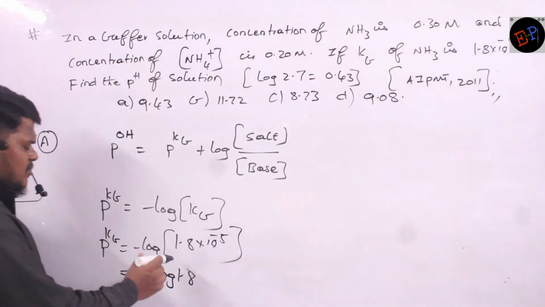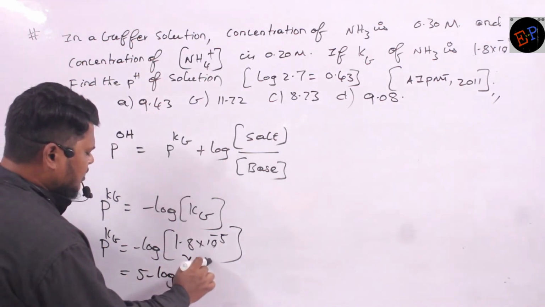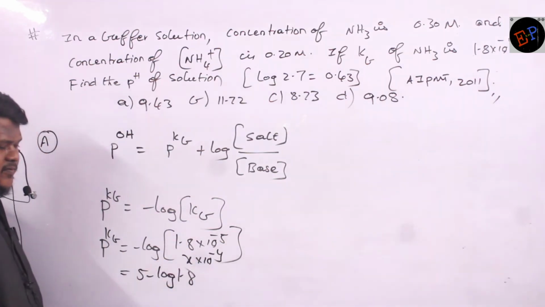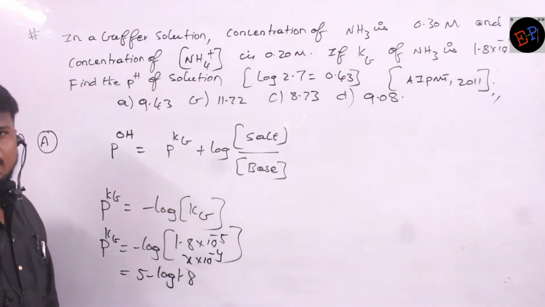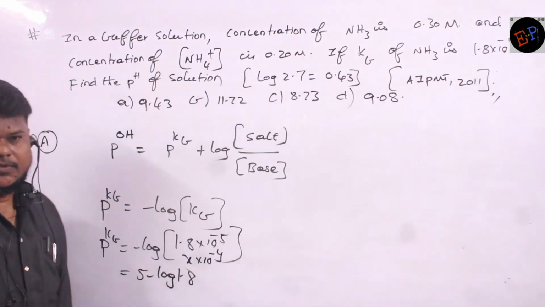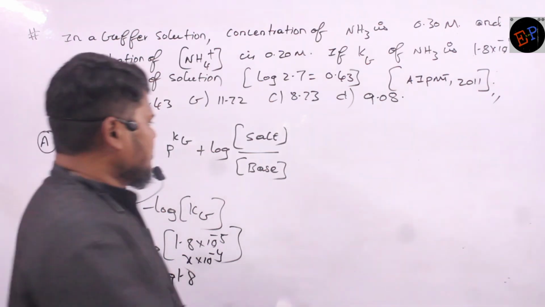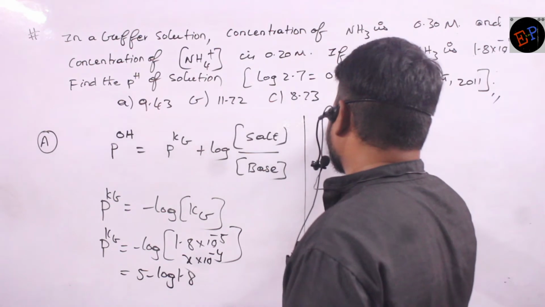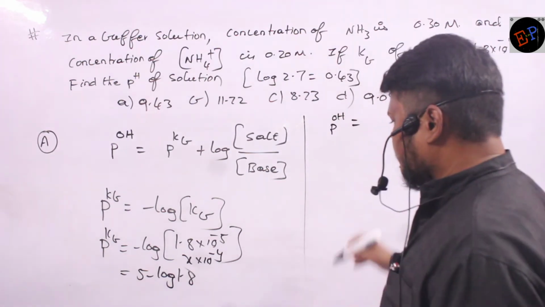If it is of the form of x into 10 power minus y, then this value can be written like this: 5 minus log 1.8. Or you can write y minus log x. This is how you have to write. So now do the calculation. pOH is equal to pKb. The pKb value is how much?